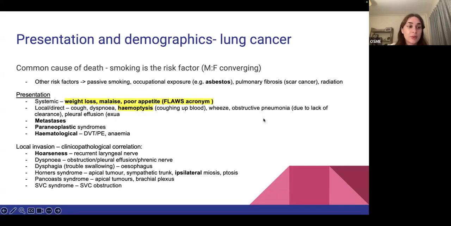So in terms of how they present, they'll have systemic symptoms. These are the B symptoms that you would have covered in MedEd with your sixth year tutors. And I like to use the FLORS acronym for thinking about these B symptoms. So these would be fever, lethargy, appetite loss, weight loss, and night sweats. S being sweat, but realistically it's night sweats.